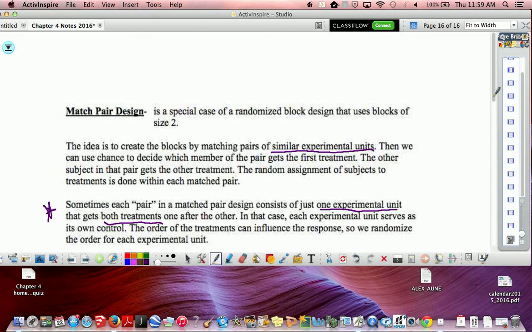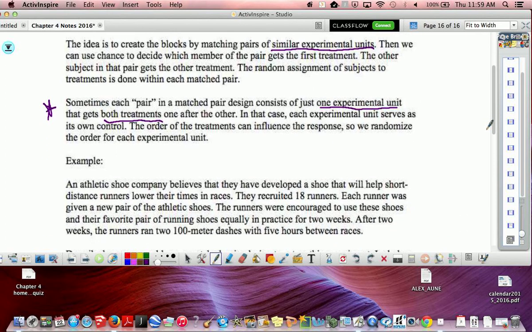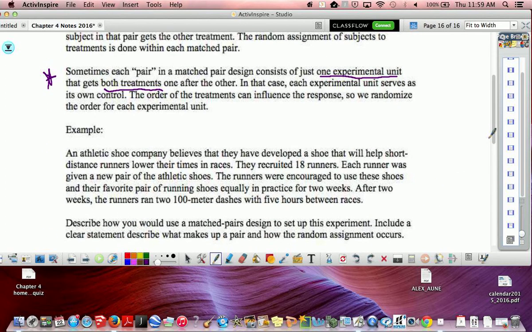Okay? So, to give you an example here with a match pair design. It says an athletic shoe company believes they have developed a shoe that will help short distance runners lower their times in races. They've recruited 18 runners. Each runner was given a new pair of the athletic shoes. The runners were encouraged to use these shoes and their favorite pair of running shoes equally in practice for 2 weeks. After 2 weeks, the runners ran 2 100-meter dashes with 5 hours between the races.